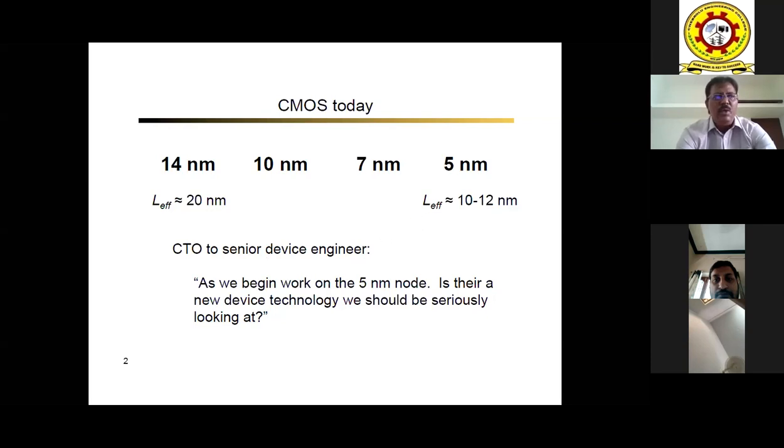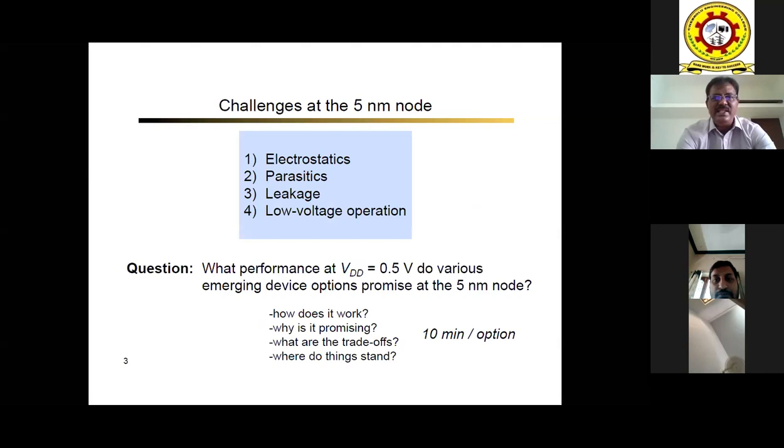What are the challenges we are going to face as researchers at the 5 nanometer node? That is the main problem of concern for the researchers, isn't it? There are a few highlighted here. The first one is electrostatics. Then we all know the parasitics, the parasitic capacitances that arise at every junction, at every PN junction in your semiconductor device. And leakages are popping up as your technology is shrinking.